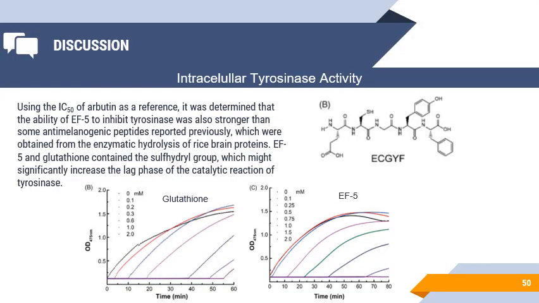For the discussion, for intracellular tyrosinase activity using the IC50 of the arbutin as a reference, it was determined that the ability of EF-5 to inhibit tyrosinase was also stronger than some anti-melanogenic peptides reported previously, which were obtained from the enzymatic hydrolysis of rice bran proteins. EF-5 and glutathione contain the sulfhydryl group, which might significantly increase the lag phase of the catalytic reaction of the tyrosinase.